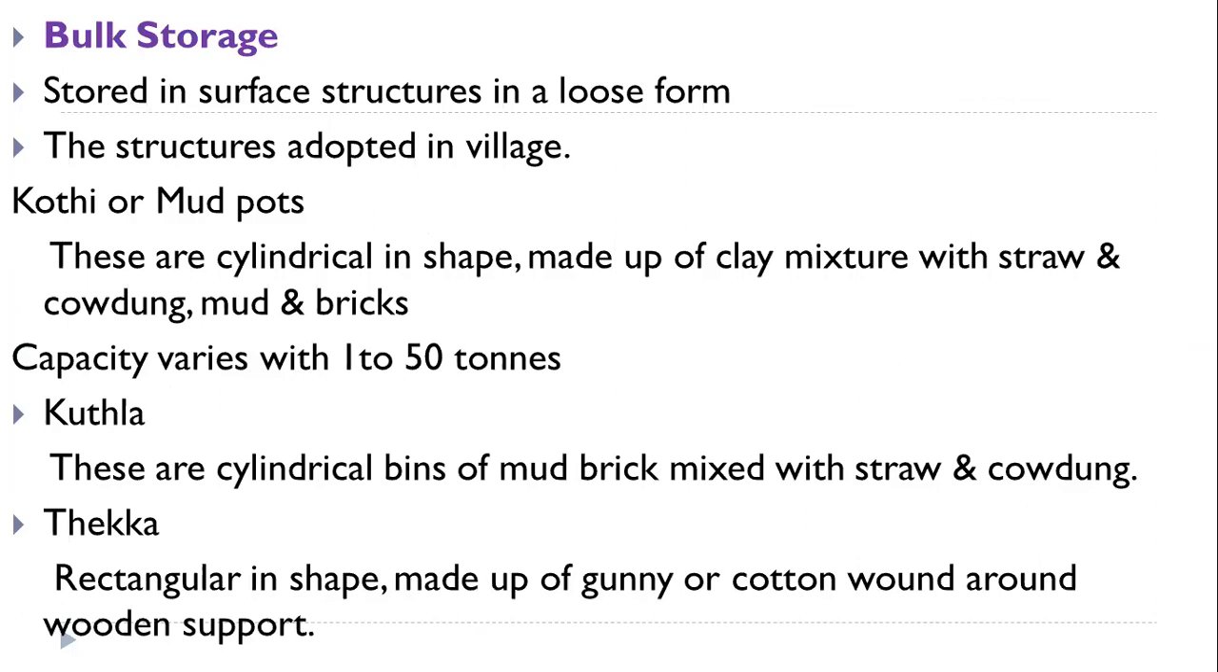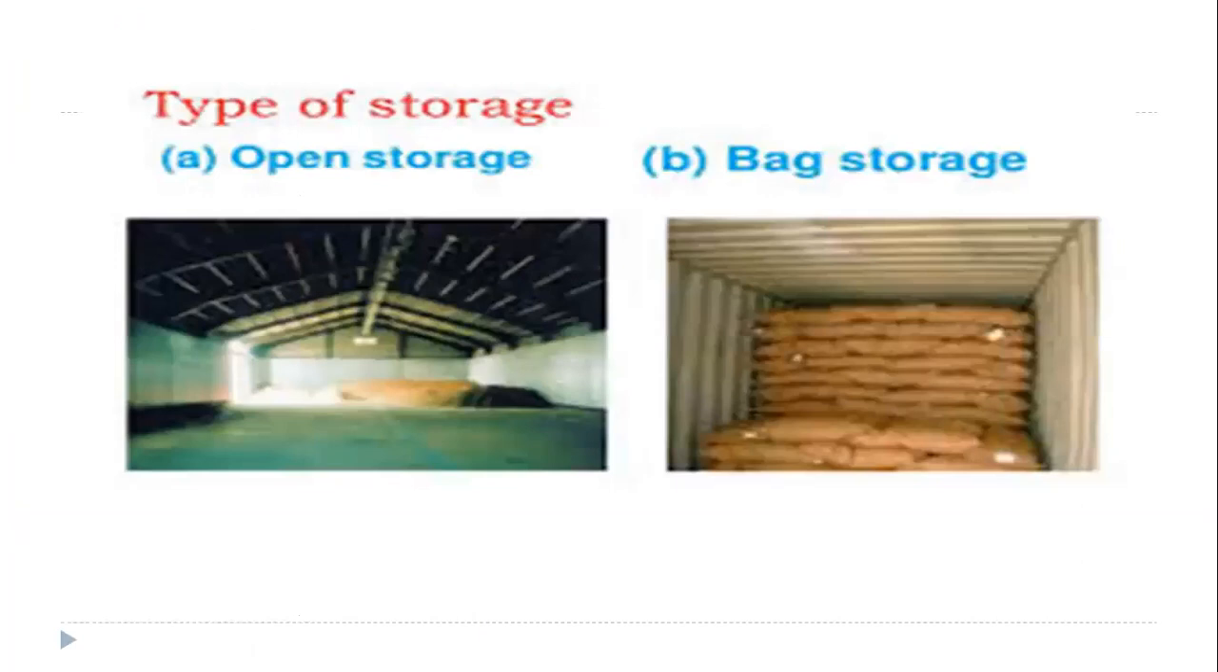In some regions, it is also called kuthara. These are cylindrical bins of mud brick mixed with straw and cow dung. Theka is also under bulk storage, rectangular in shape, made of gunny or cotton wool around a wooden support. Now this is the picture of the types of storage.